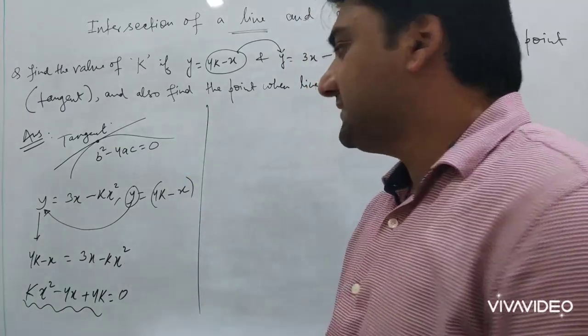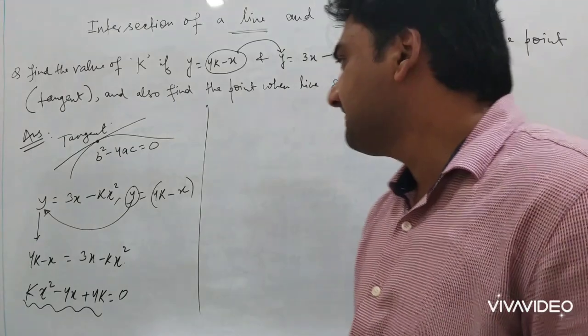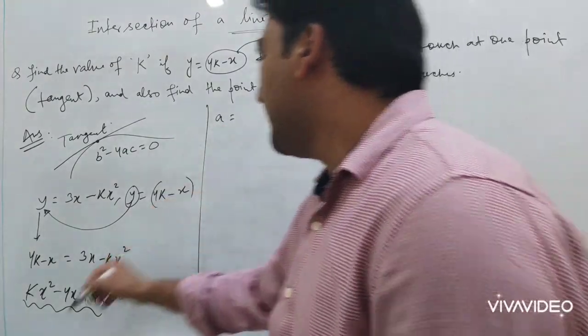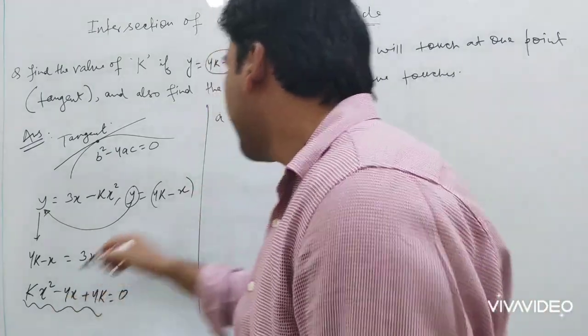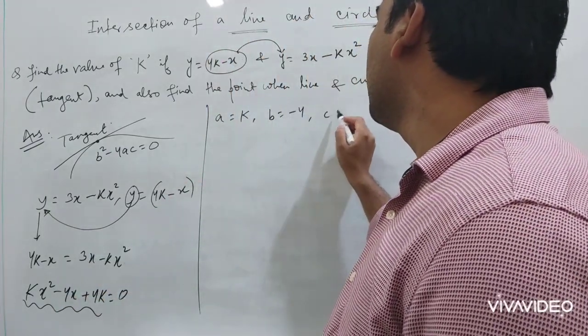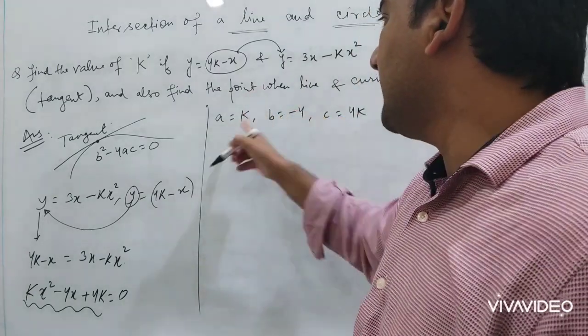Okay, if you compare this with the standard quadratic equation ax square plus bx plus c, then you will get a equals k, b equals minus 4, and c equals 4k, right? So we got a, b, and c.